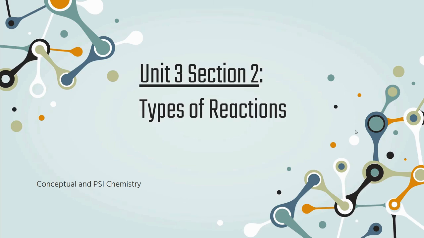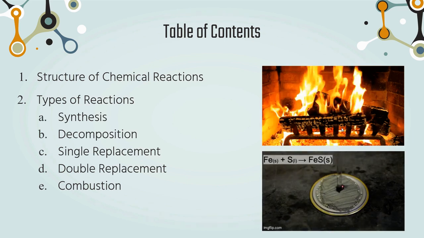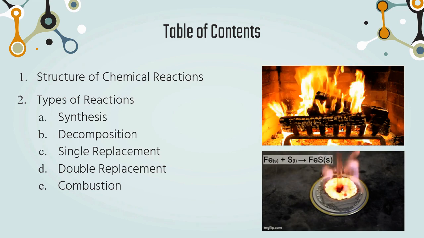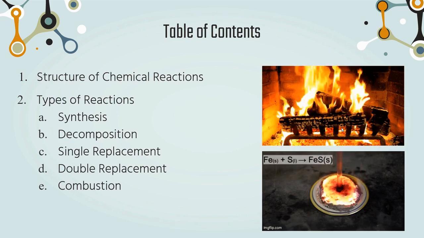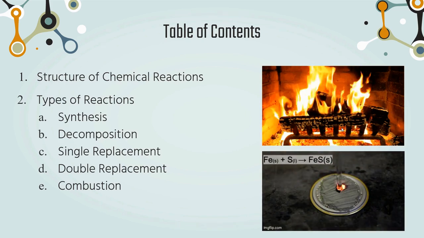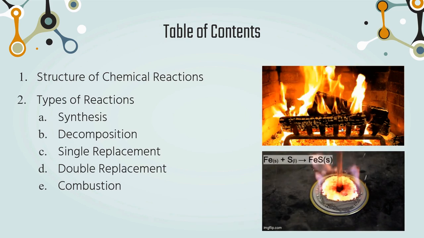This is the video for Unit 3, Section 2, Types of Reactions. In this video, I'm going to go over first the structure of chemical reactions. These are things that we've seen before, but I want to give a name to certain components of those reactions. And then we'll go through the 5 types of reactions listed on screen, along with a couple of examples.